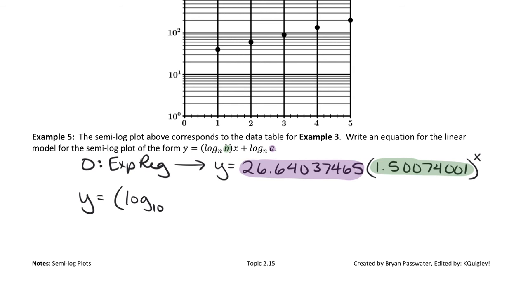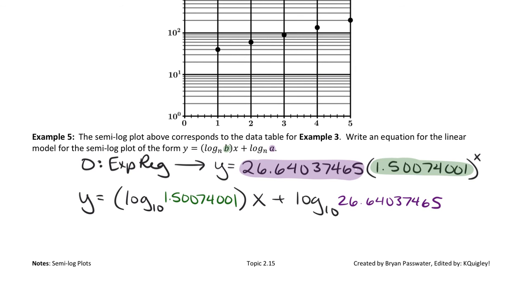Why did I choose 10, by the way? Well, it's common, yes. Look at the scale of my axes right here. What's the base I'm using here? 10. Okay, that's why I chose 10. So log base 10 of b, 1.500740001, multiplied by x plus log base 10 of 26.6403745. That's a lot of numbers.